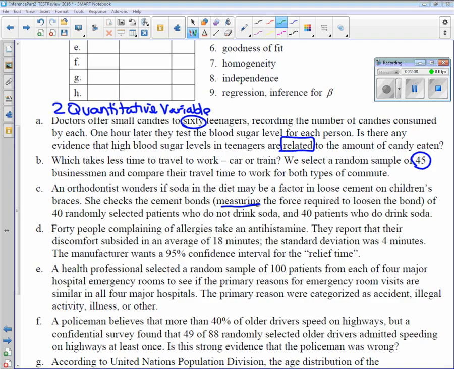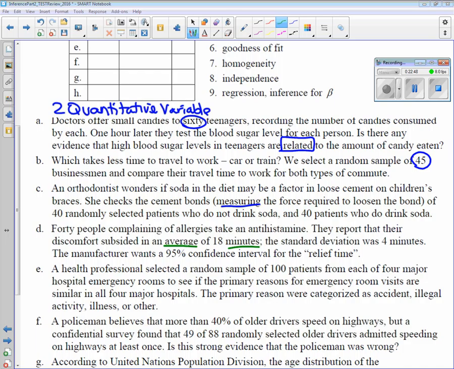Anyway, 40 people complain of allergies taking an antihistamine. They report their discomfort subsided in an average of 18 minutes. They said the word average. That means mu, that means x bar, that means I'm dealing with t's. I'm talking about means, right? I'm measuring something. Time is measurable, quantitative data. Keywords, average, time. How many samples do I have here? 1. It's 1 sample of 40.